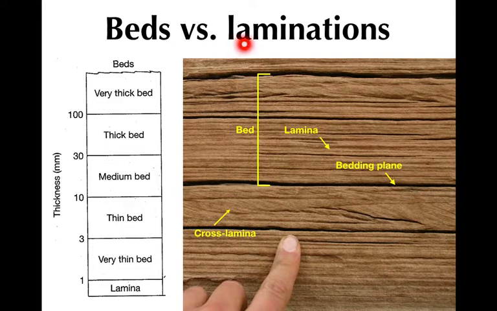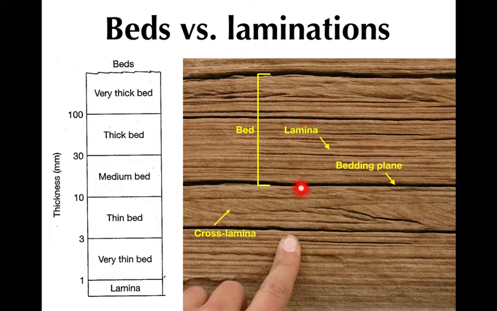I've already used the term laminations in the prior video, and the term lamination refers to a very, very thin bed. So in this image, there's a fingertip for scale. Lamina are beds that are less than 1 millimeter thick, approximately. So all of these individual layers of sand, we would refer to them as laminations. If the lamina are tilted with respect to horizontal, we would call them cross lamina.